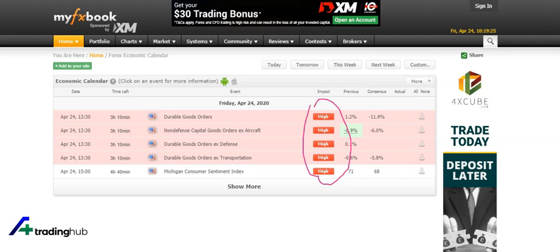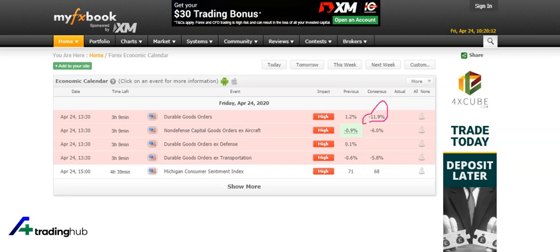So right now the focus we want to trade is the dollar. We have the durable goods orders, non-defense capital goods orders, and the consumer sentiment index. These are all high impact events. This is the previous data release, and this is what is being projected. As you can see from this chart, previously on durable goods orders the figure was 1.2%, and today it is projected that there's going to be a drop, minus 11 point.